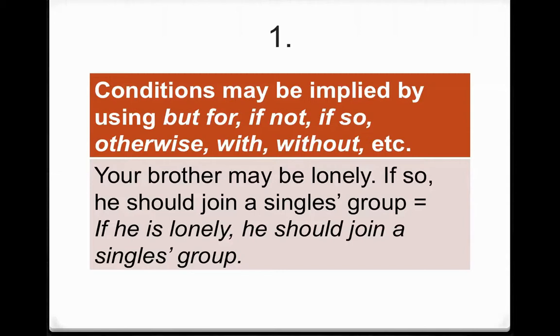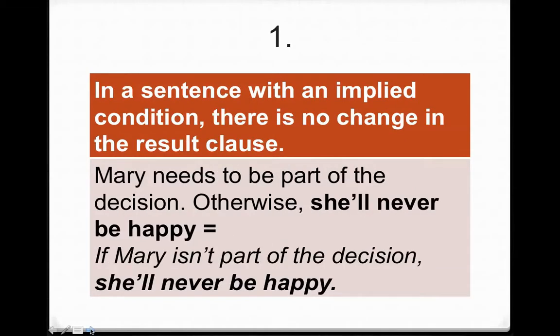For example, your brother may be lonely. If so, he should join a singles group. Okay, this means the same thing as if he is lonely, he should join a singles group. In a sentence with an implied condition, there is no change in the result clause. So Mary needs to be part of the decision, otherwise she'll never be happy. So here is the result clause, and here is the same idea expressed with if. If Mary isn't part of the decision, she'll never be happy, and the result clause is the same.